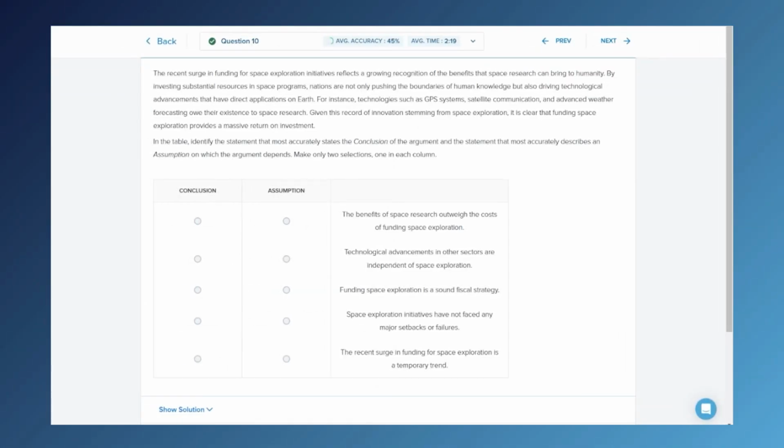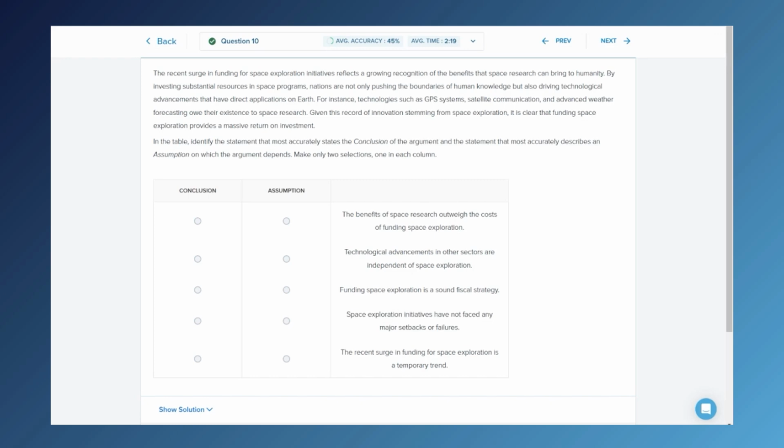The recent surge in funding for space exploration initiatives reflects a growing recognition of the benefits that space research can bring to humanity. By investing substantial resources in space programs, nations are not only pushing the boundaries of human knowledge, but also driving technological advancements that have direct applications on Earth. For instance, technologies such as GPS systems, satellite communication, and advanced weather forecasting owe their existence to space research.